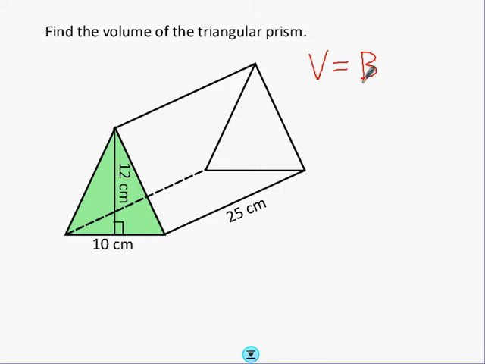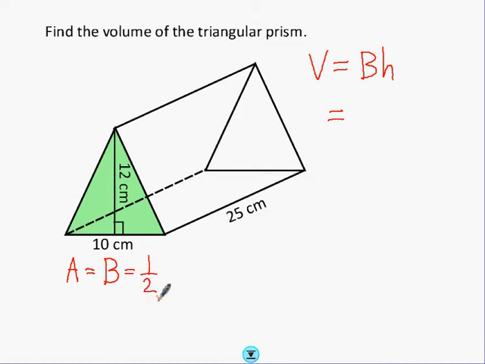Since we're working with a prism that's not a rectangular prism, I'm going to use this formula right here. Volume is base times height. Now, B stands for the area of the base, and because this is a triangular prism, the triangle is the base. The area of a triangle, I guess I could use capital A, or I could use capital B in this case.